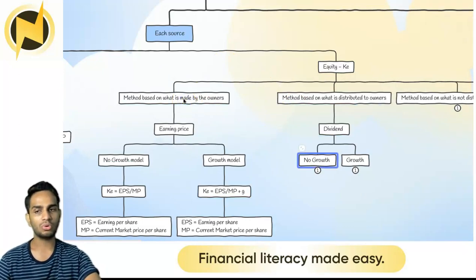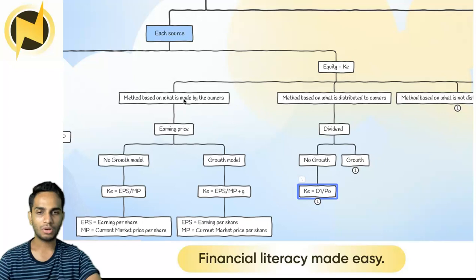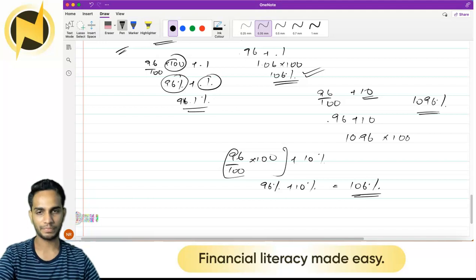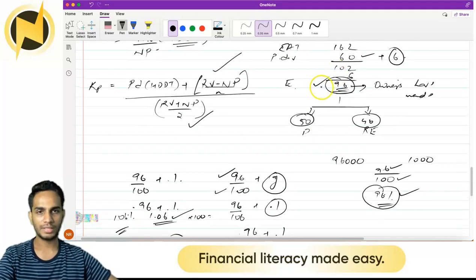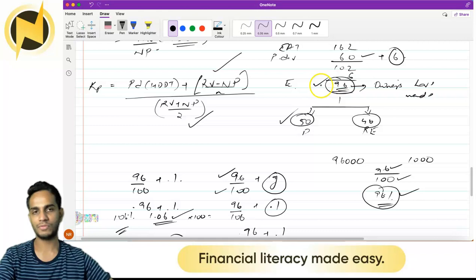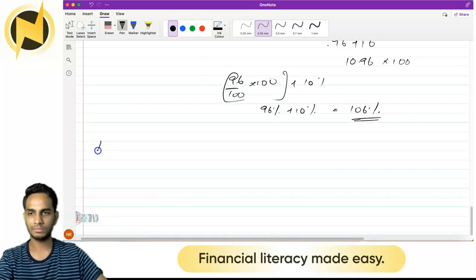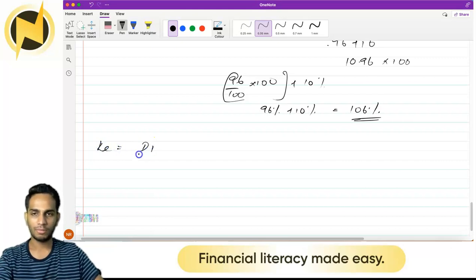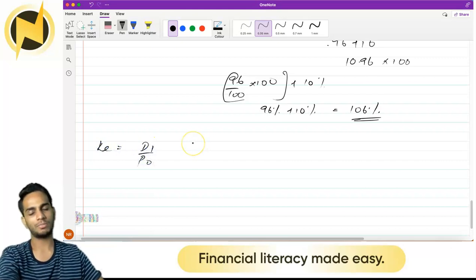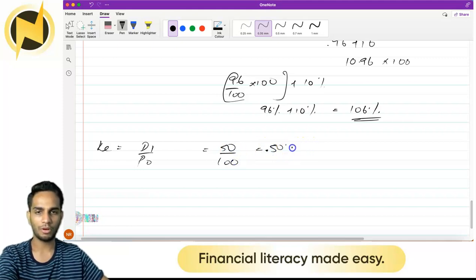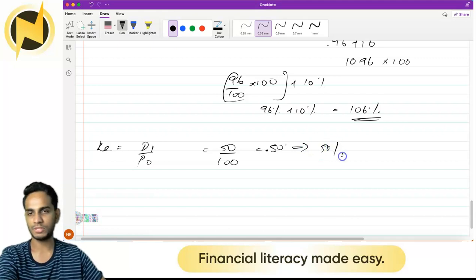Now for dividend, no growth is similar. Cost of equity equal to D1 by P0. In this case, our dividend was 50, right? So you take 50, cost of equity will be D1 by P0. P0 is opening market price, the price of the share in the beginning of the year. So D1 by P0 will be 50 divided by, in our case, 100. So 50%. 0.5 can be expressed as 50%.